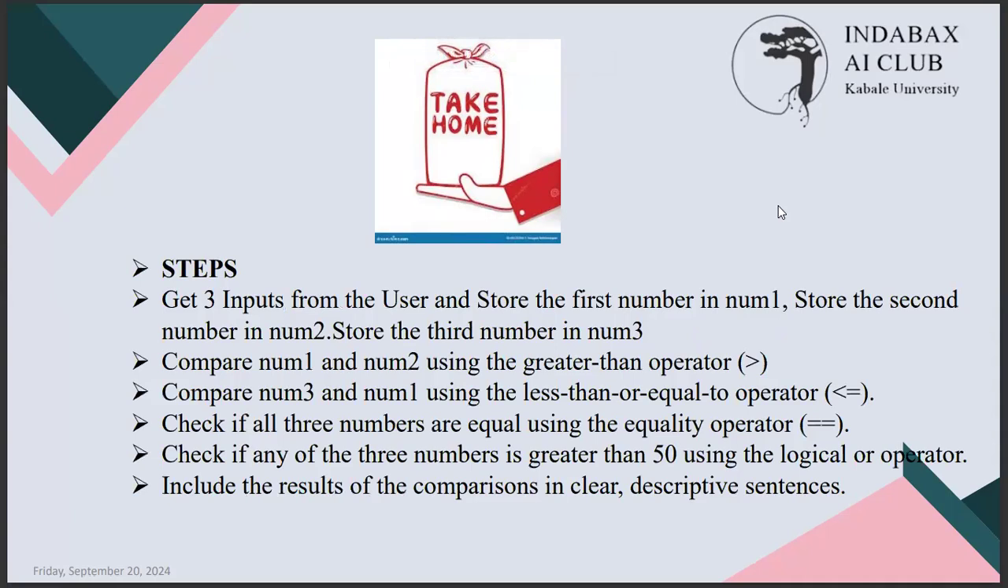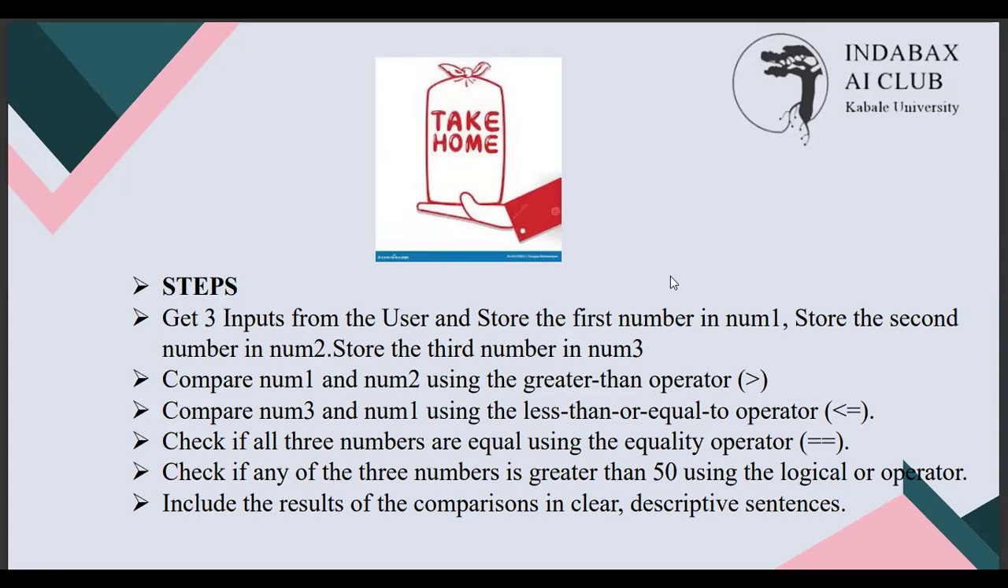Okay, these are the steps. Get three inputs from the user and store the first number in num1, the second number in num2, and the third number in num3. Step 2, compare num1 and num2 using the greater than operator, and return the answer. Then compare num3 and num1 using the less than or equal to operator. Then check if all three numbers are equal using the equality operator. Then check if any of the three numbers is greater than 50 using the logical OR operator. And lastly, include the results of the comparisons in clear descriptive sentences. Of course, you need to use some string formatting here. And yeah, that is our take home for today.